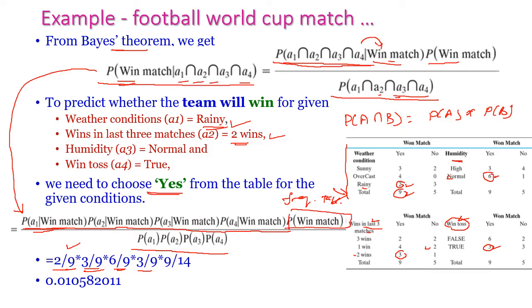So P of win match means total number of win equal to 9, and total number of records are 14. So 9 by 14. So the result is 0.010582011. So this is for yes.